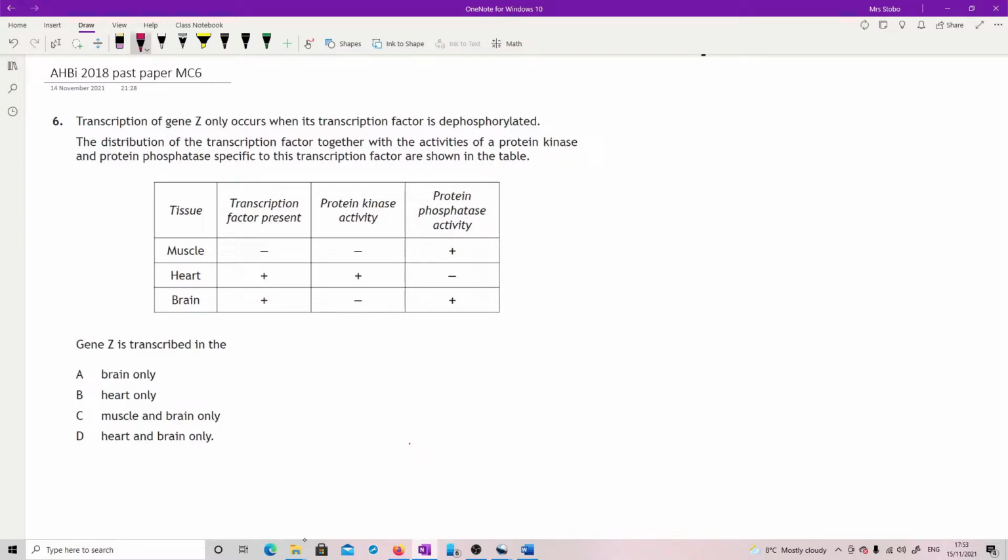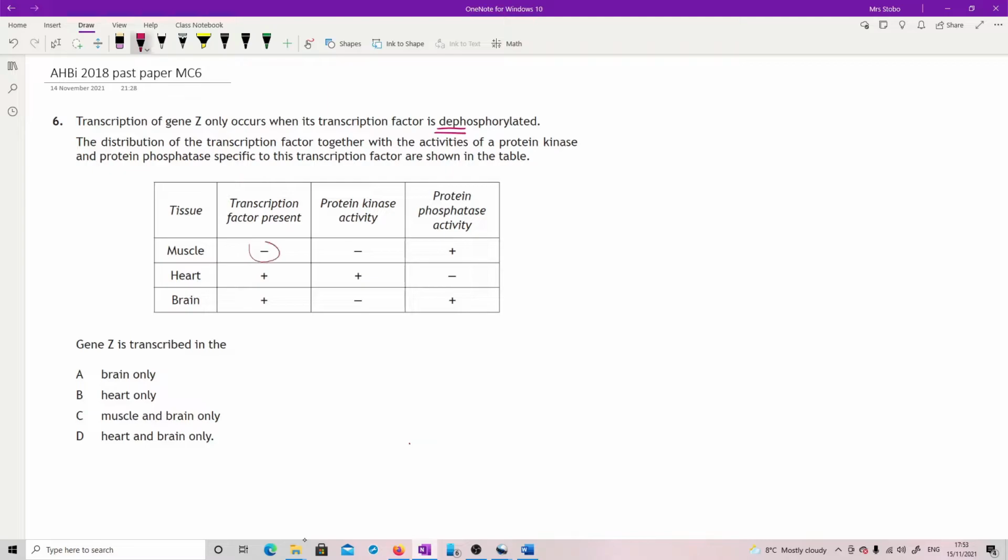Okay, question 6. Transcription of gene Z only occurs when its transcription factor is dephosphorylated. That's probably helpful. The distribution of the transcription factor together with the activities of a protein kinase and a protein phosphatase specific to this transcription factor are shown in the table. So being very careful about what they're doing. It's saying gene Z is transcribed in, and we've got muscle, heart and brain.